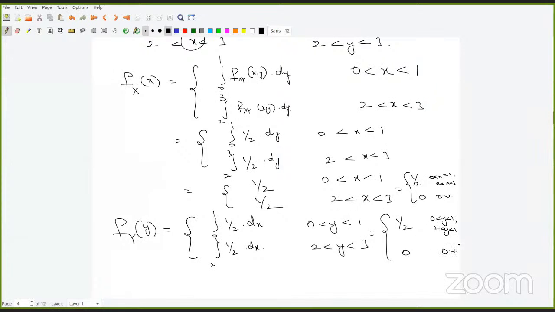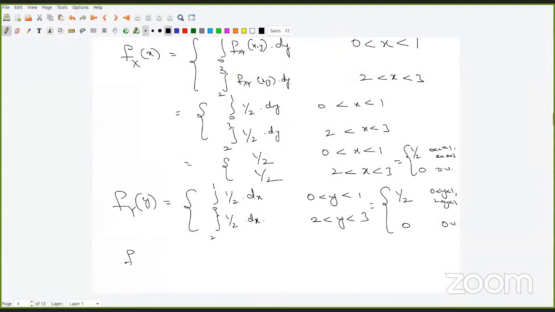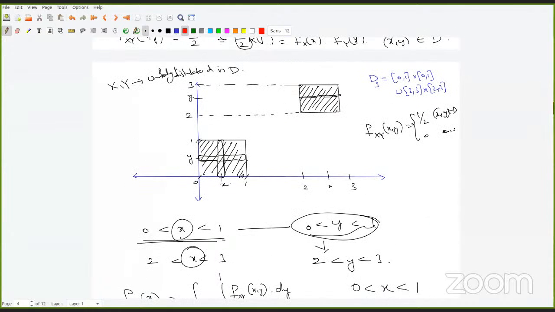0 otherwise. Now you see, what is the product of marginals we got? 1 by 2 times 1 by 2, which is 1 by 4. So here it is 1 by 4 in the region D. And what is f(x,y), what is the joint? Half. Both are not equal. Dependent. So from the computation part and from visually also, we have understood these two are dependent on each other.